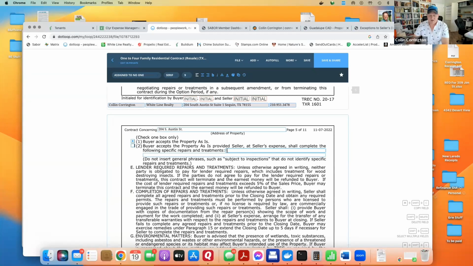And if you notice, when I wrote mine out, I was like, repair back deck to current city standards. Don't do subject to inspection, guys, that do not identify specific repairs and treatments. Be specific here. I need you to fix this. Colin, there's 15 things we want fixed. Fine. See Exhibit 2 and then attach Exhibit 2.